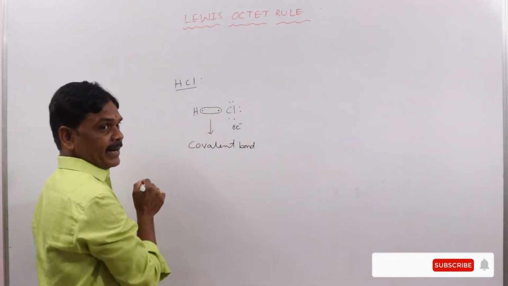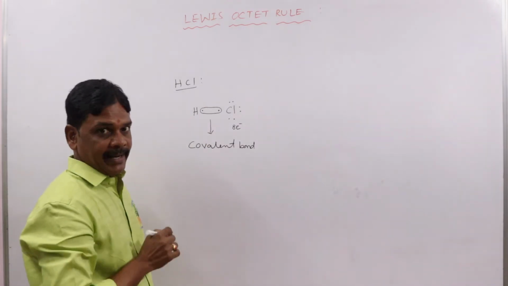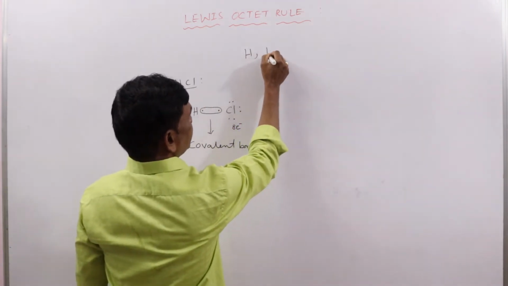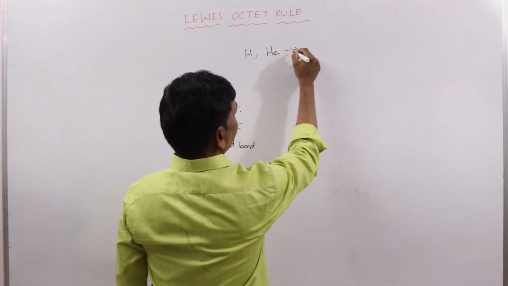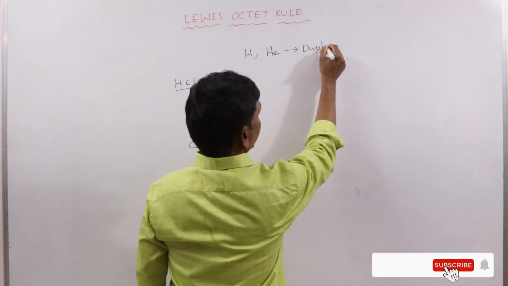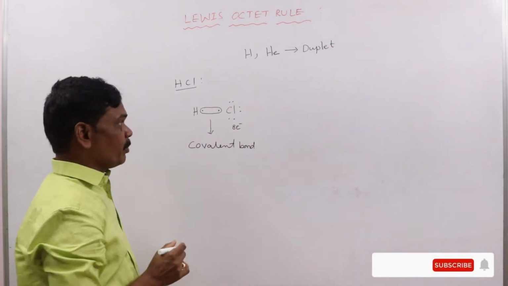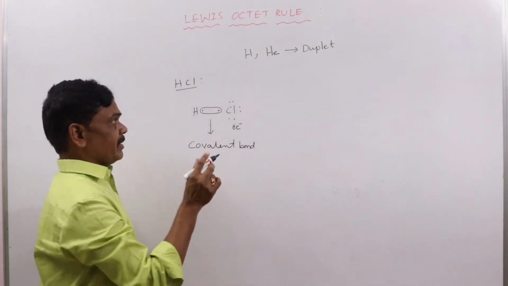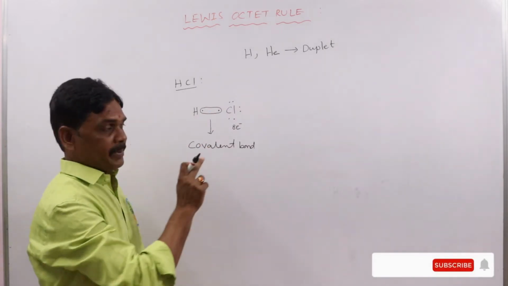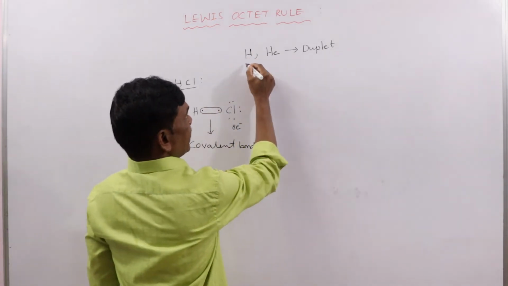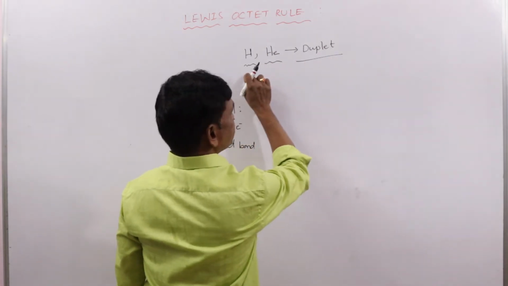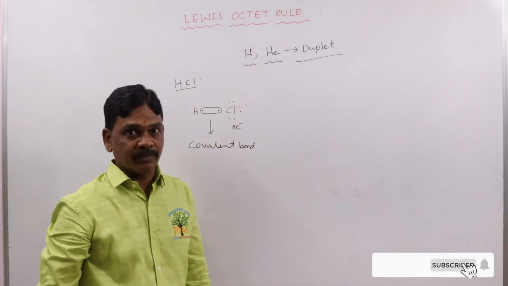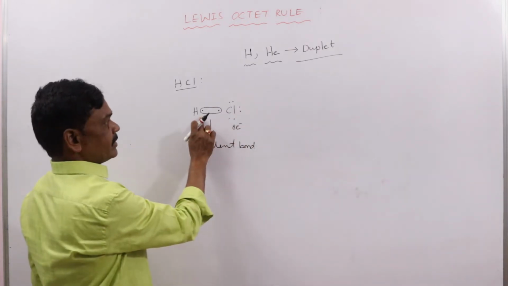Here hydrogen. What about hydrogen? In the case of hydrogen and helium, instead of octet we are using what? Duplet, because hydrogen has the first energy shell, which has only one orbital, so it accommodates only 2 electrons. So hydrogen and helium are the exception. Instead of octet we use duplet. Duplet means 2 electrons. Here also 2 are completed.